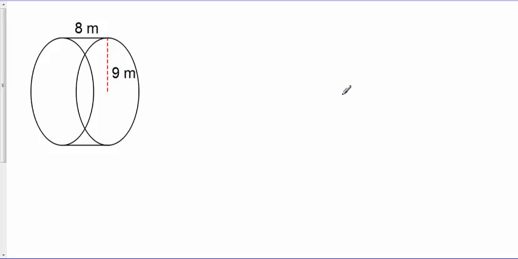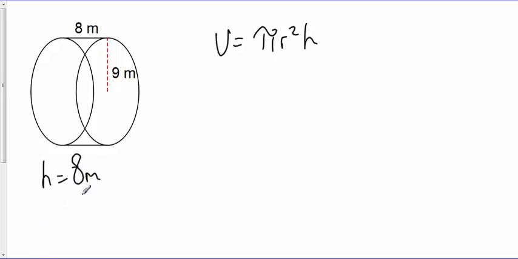In this guided practice, we will be calculating the volume of a cylinder. The volume of a cylinder is pi r squared h. Well, let's take a look at this cylinder. It has a height of 8 meters, and it has a radius of 9 meters. So let's go ahead and substitute it in.